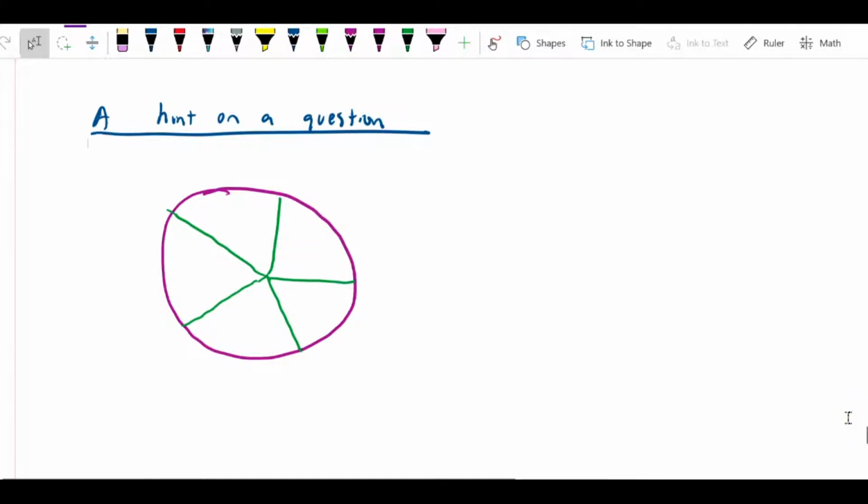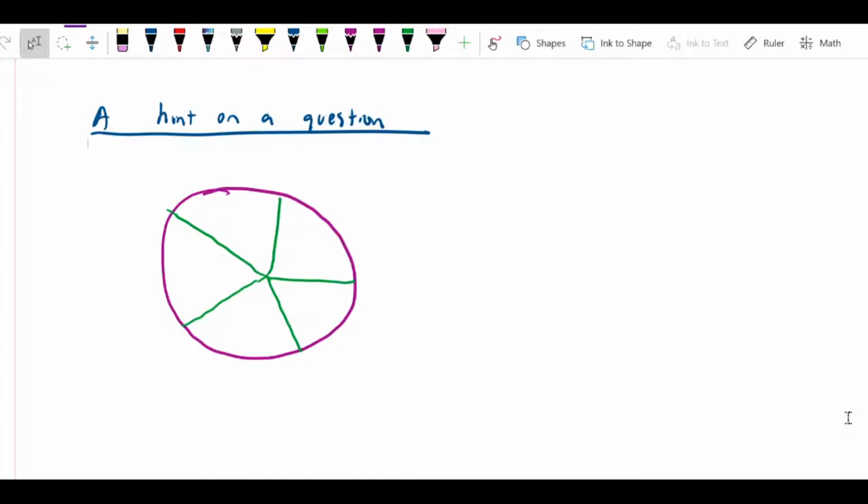So I just want to give you a hint on a particular question. There's a question that asks you to form an n-sided polygon inscribed inside a circle, and the suggestion is that as you keep raising the number of sides of the polygon, the area will get closer to the area of the circle. So I just want to show you how you would calculate the area of the polygon.